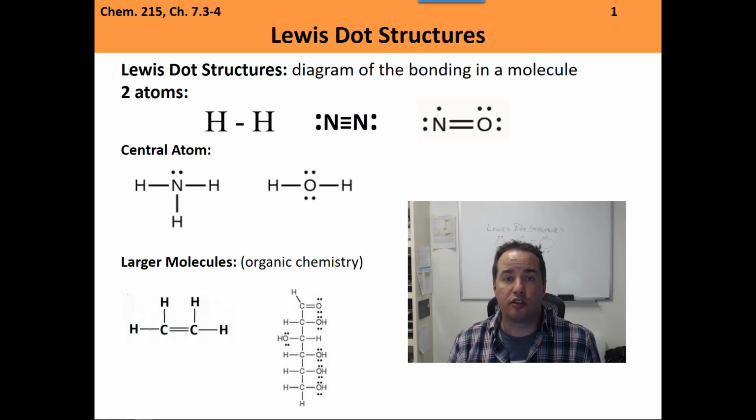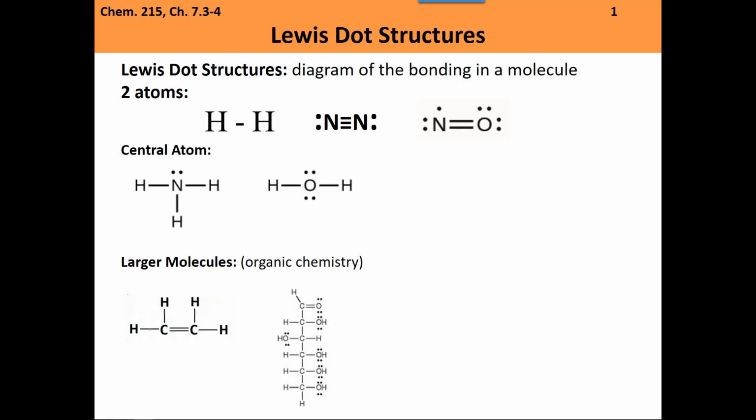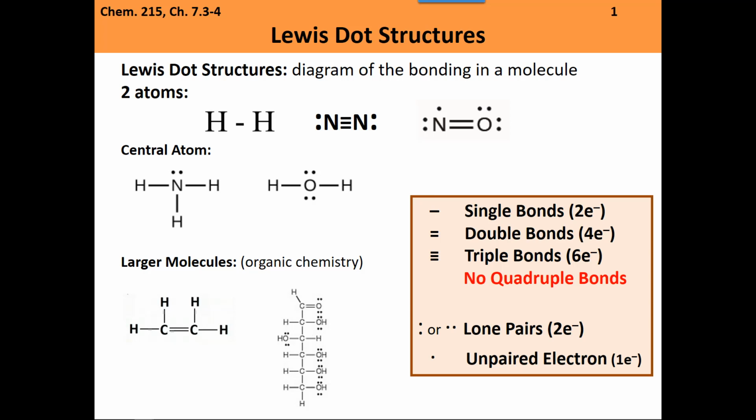So Lewis dot structures allow us to use the valence electrons present in a molecule to determine the actual structure of the molecules, what's bonding to what. And in Lewis dot structures, we can have single bonds, double bonds, triple bonds. We never have any quadruple bonds. We also have lone pairs and unpaired electrons. So single bonds represent 2 electrons, double 4, triple 6 electrons.